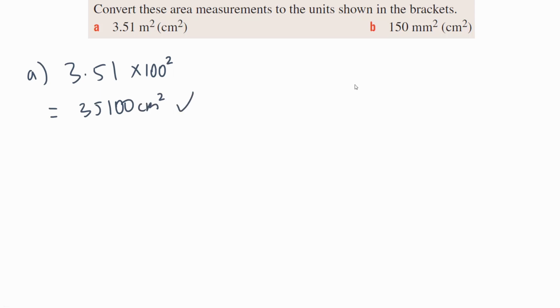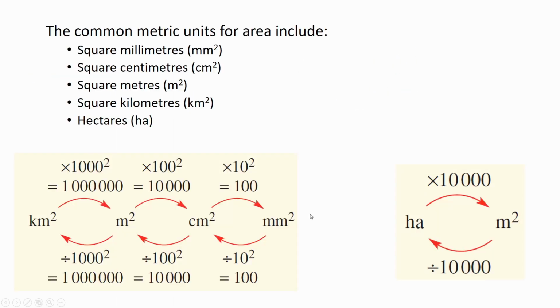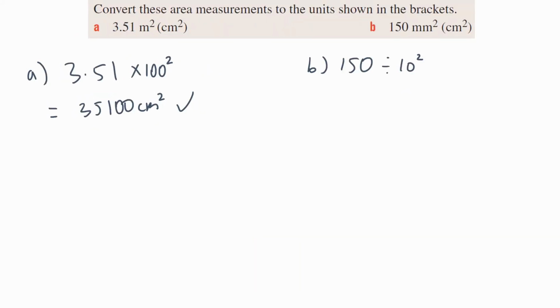And the next one, B, is 150 millimeters squared to centimeters squared. So this one will be dividing by 10 squared. Let's double check that in the slide before with the flowchart, and it does in fact say divide by 10 squared. So that means 150 divided by 100, and that will give you a value of 1.5 centimeters squared. Give yourself a tick if you got that one correct as well.